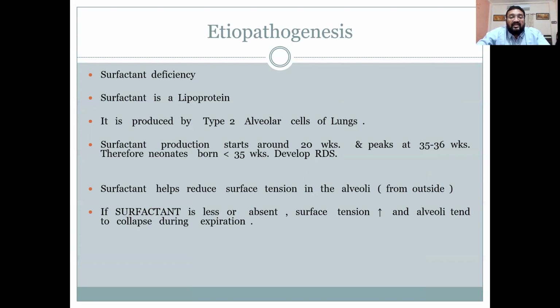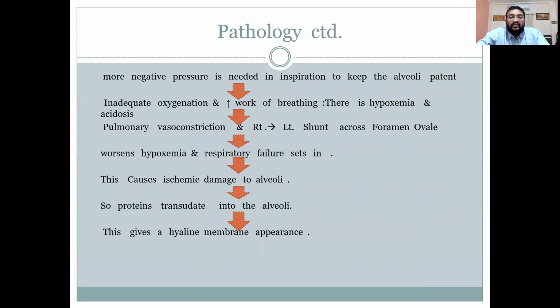Now, what is the function of surfactant? Surfactant helps in reducing the surface tension in the alveoli from the inside. If the surfactant is less or absent, surface tension in the alveoli increases and alveoli tend to collapse during expiration. So more negative pressure is required during inspiration to keep the alveoli patent.